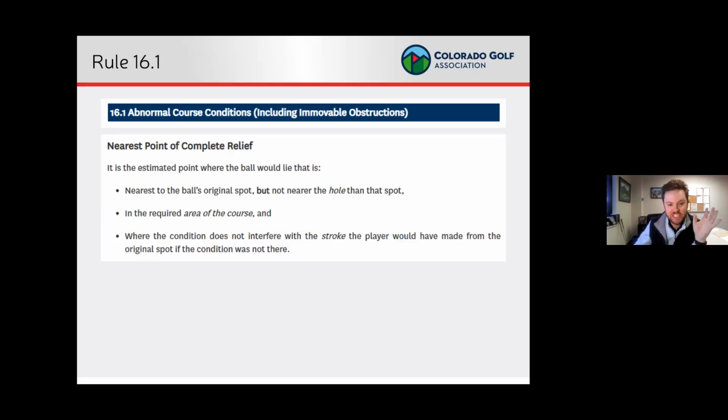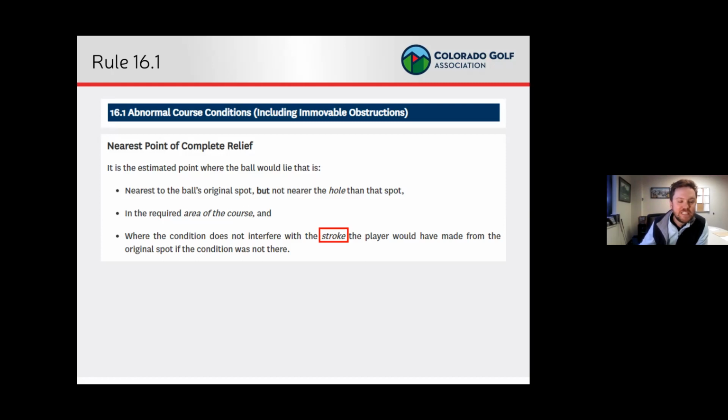And it says where the condition does not interfere with the stroke the player would have made for the original spot if the condition was not there. So what you're doing is estimating, kind of like I said earlier, in a backwards way in how you give relief, to say where would your ball lie, the closest spot, not nearer the hole, in the required area of the course, where you could swing free and clear of whatever the obstruction in question is, sprinkler head, sprinkler box, cart path, whatever, and you have to get your stance and swing and lie of ball off that condition. Where's the nearest spot the ball would lie to get that?